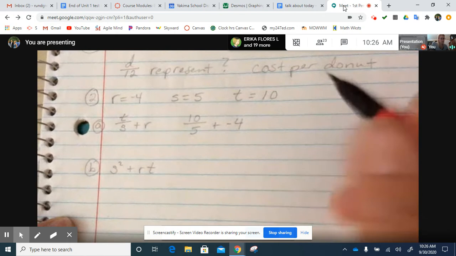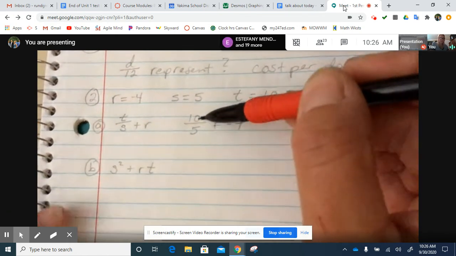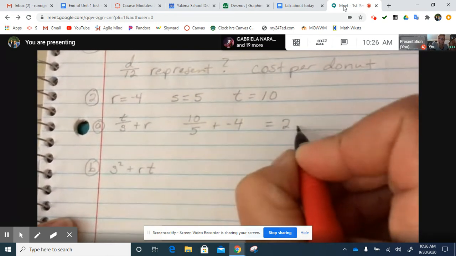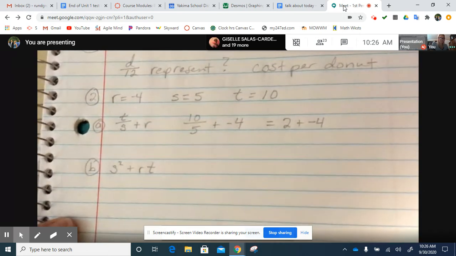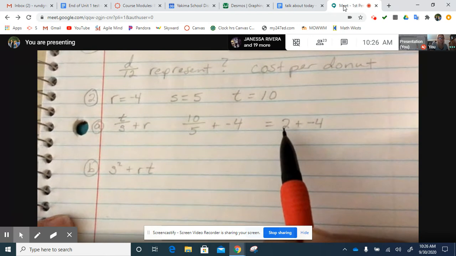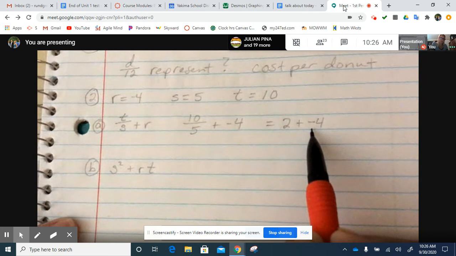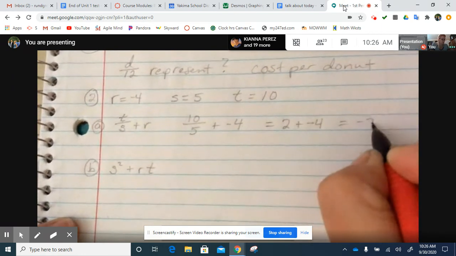Very good. Yep, it's the same thing as 10 divided by 5. So 10 divided by 5 is 2. So now we have 2 plus a negative 4. So if you think of a number line, positive 2, that's going to go up 2. But then we have a negative 4, so we're going down 4. Where are we going to end up? Negative 2. Very good.